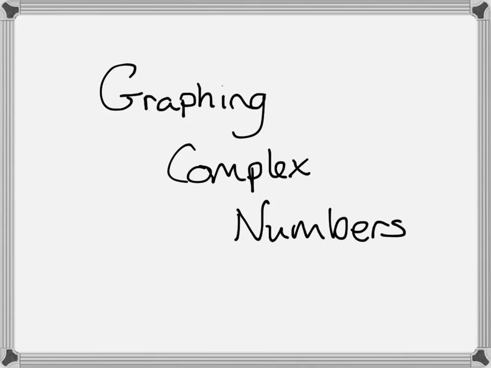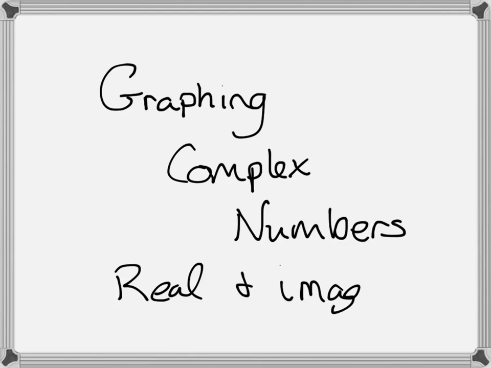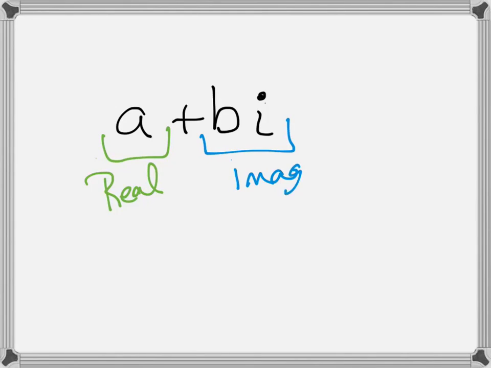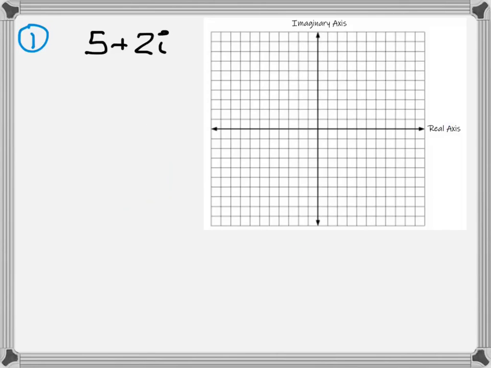Graphing complex numbers. So a complex number has both a real and an imaginary portion, or can have one of the two. So when we're graphing on the complex plane, the real is the part that doesn't have the i, and the imaginary comes from the part with the i. We're going to treat the imaginary like it's the y and the real like the x.